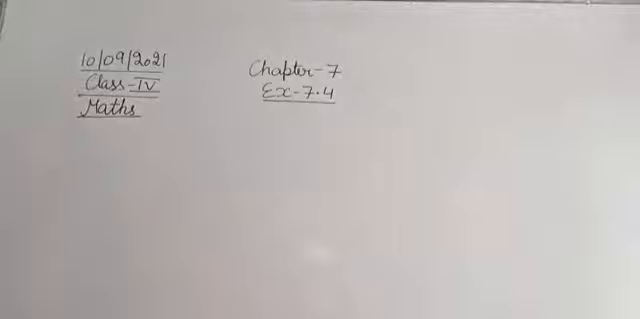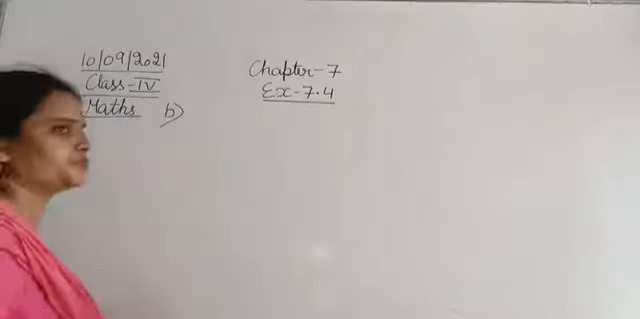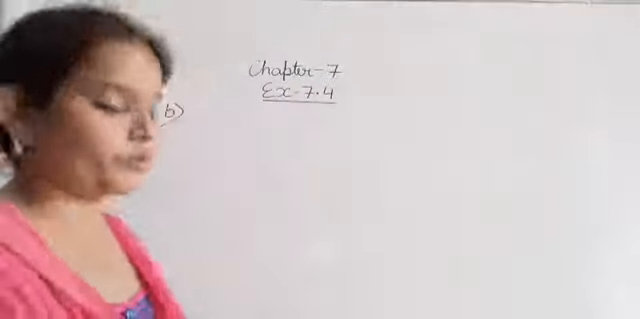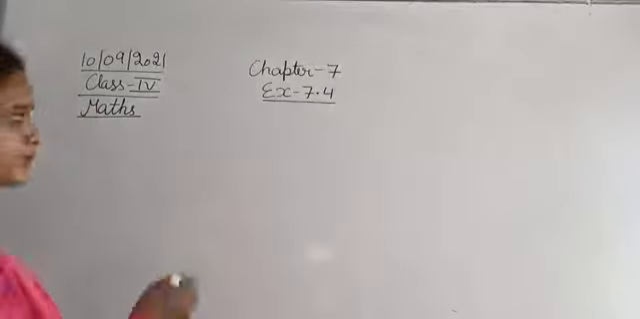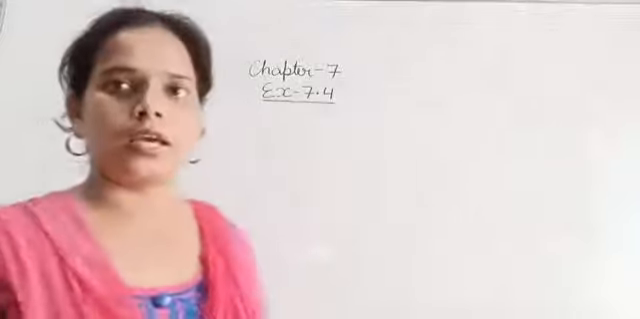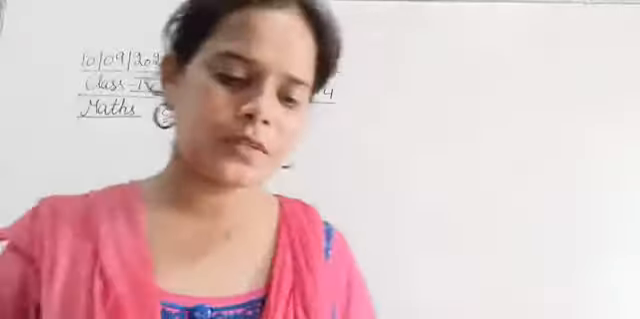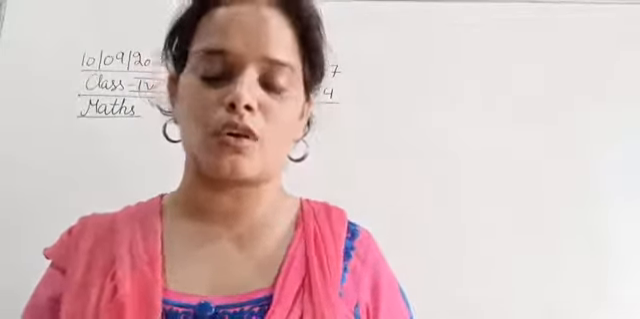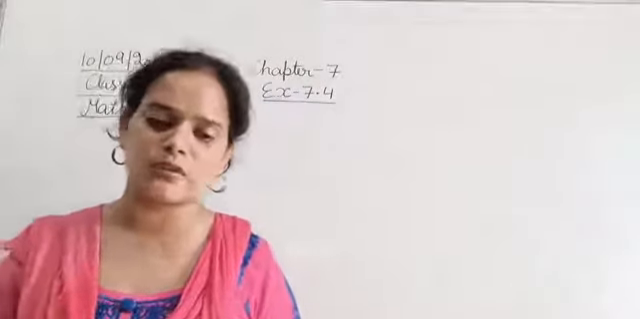We are moving to the next question. The B part we have done. Now we move to the next question, that is question number 8. The question number 8 is: say whether each of the statements is true or false. So now we have to determine whether the given statement is true or false.